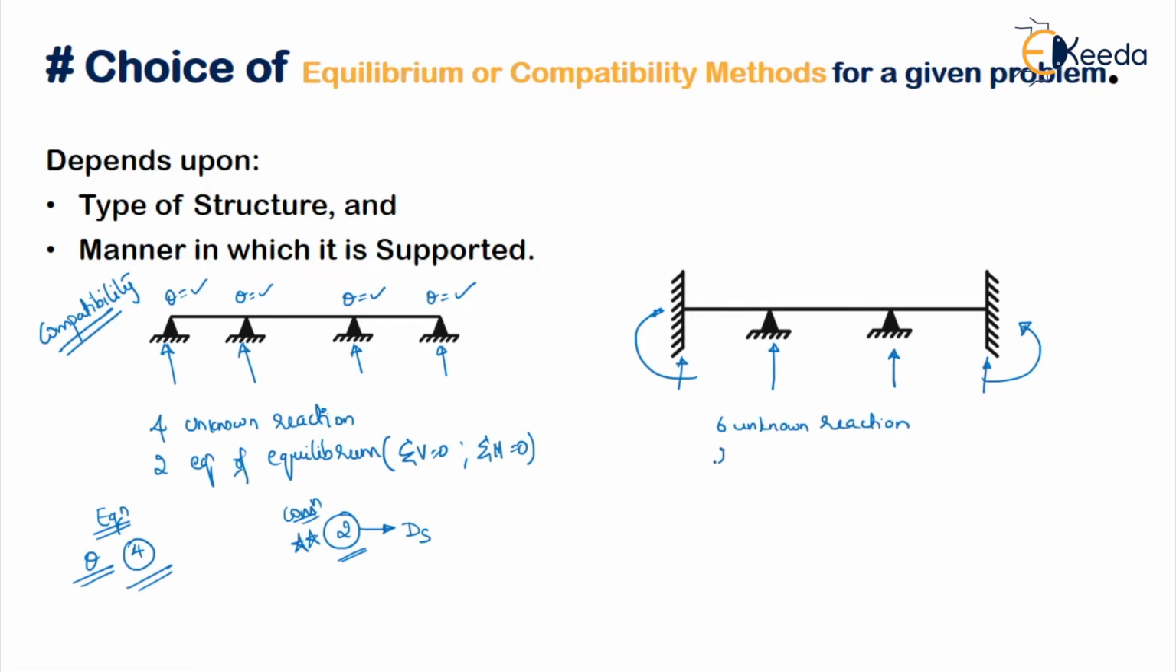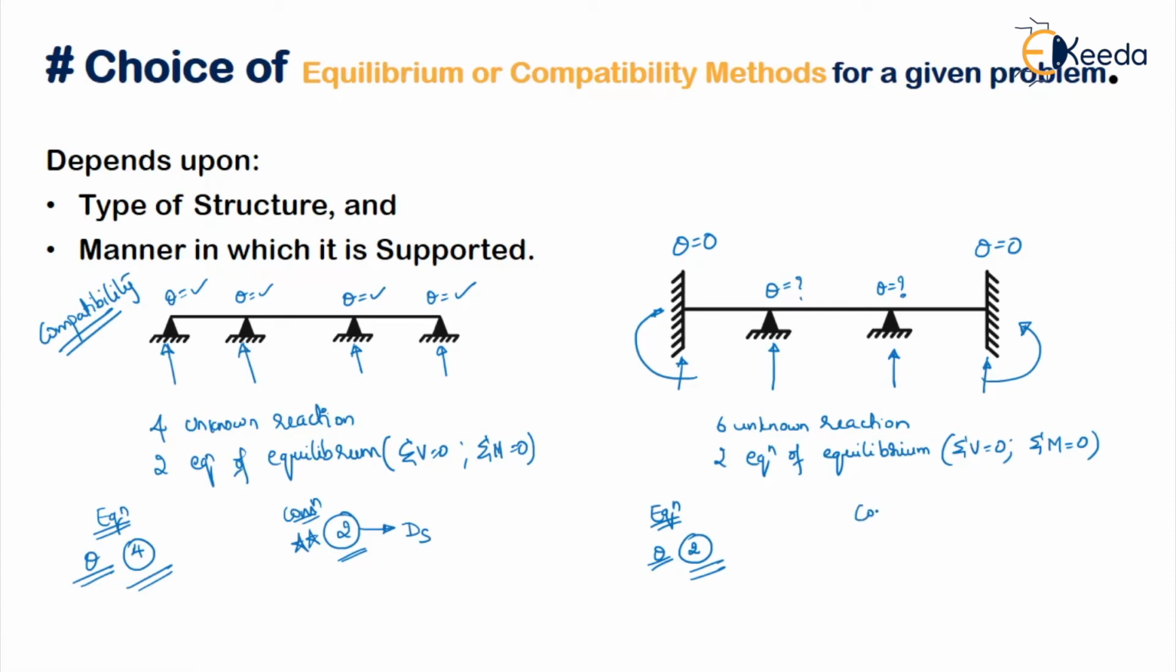And how many equations of equilibrium do we have? You have 2 equations of equilibrium: summation V equal to 0 and summation M equal to 0. Now let us see, if we use equilibrium equations, what will happen? We know that at a fixed support the rotation is 0. So here also the rotation is 0. So these are known now. Only the displacement here is unknown, and the displacement here is unknown. So how many displacements are unknown? Only 2 displacements are unknown, so we need only 2 equations of equilibrium for displacement.